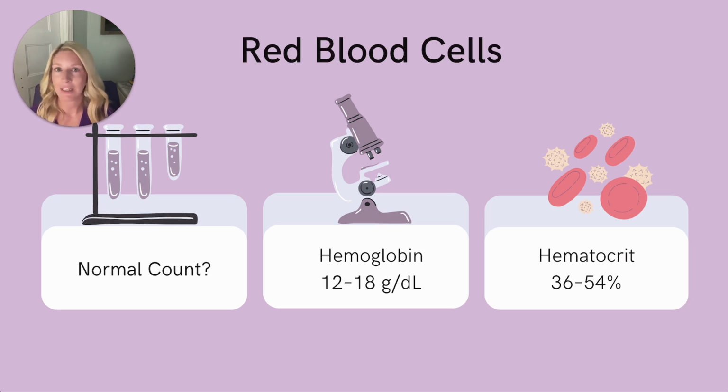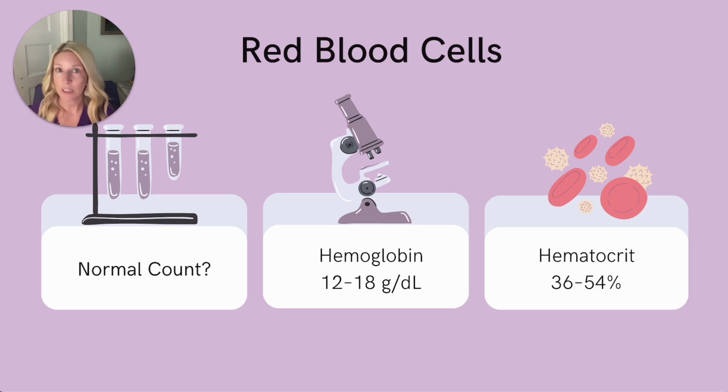What about hemoglobin and hematocrit? Recall that hemoglobin is what enables red blood cells to transport oxygen throughout the body. Hematocrit is simply the percentage of red cells in the blood. A normal hemoglobin level is approximately 12 to 18 grams per deciliter, with women on the lower side of normal and men on the higher side, while the hematocrit level is approximately 3 times the hemoglobin level. So this is normally around 36 to 54%.